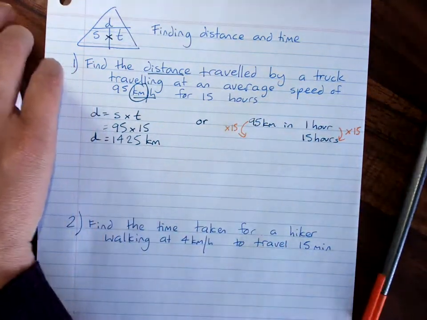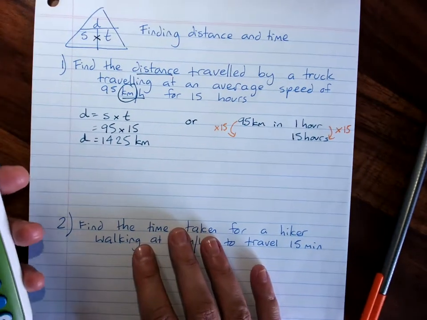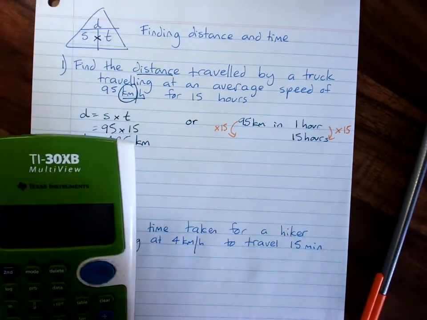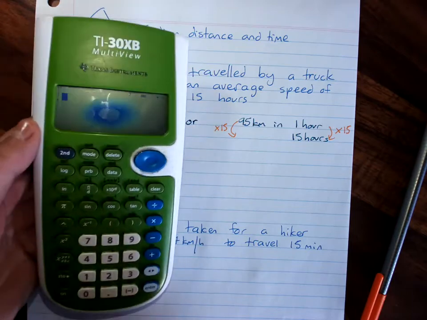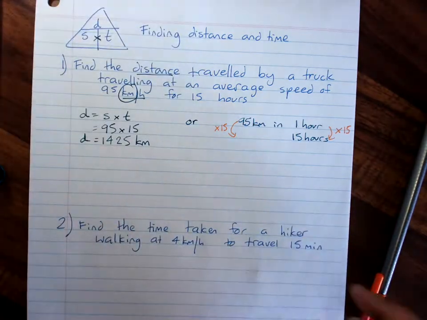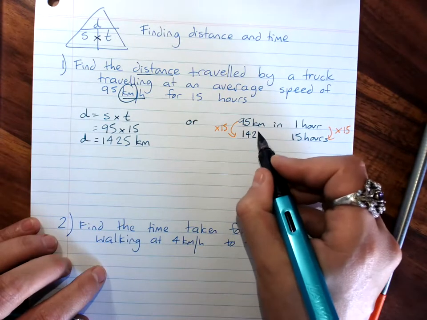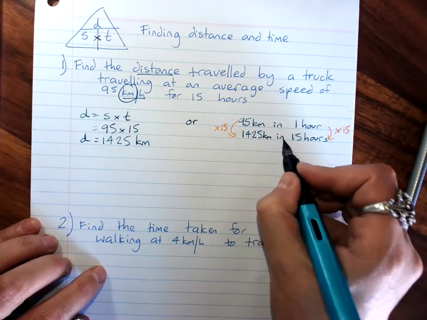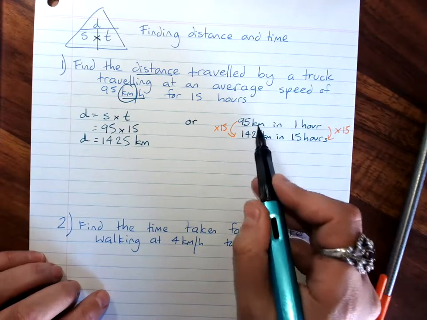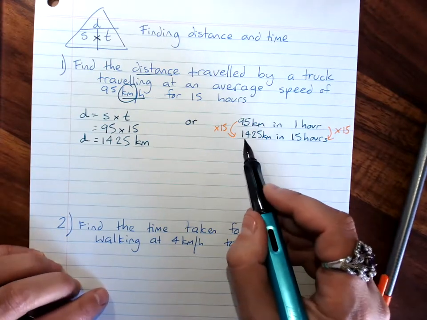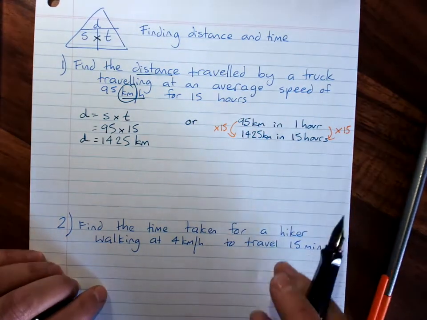It's the same thing, it's just a different way of thinking about it, and different methods will work for different people. So that is, oh look, we know the answer. We just did 95 times 15. That's 1425 kilometers in 15 hours. And see how this helps you get the right units. So you're totally welcome to use this method if you prefer it.